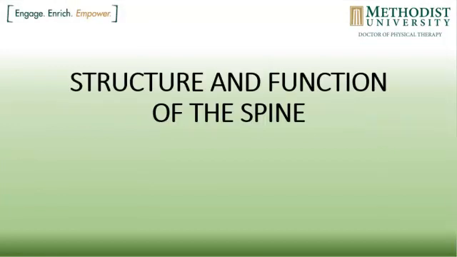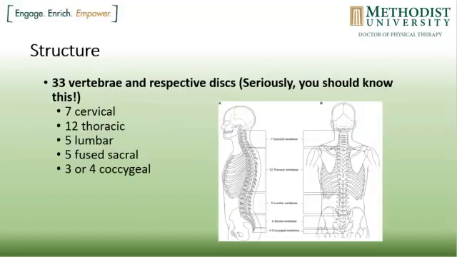And we're going to start first with the structure and function. A lot of this is anatomy, and I surely hope that this is a review. There are 33 vertebrae in the spine with respective discs. You should know this. 7 cervical, 12 thoracic, 5 lumbar. You have fused sacrum and coccygeal bones.